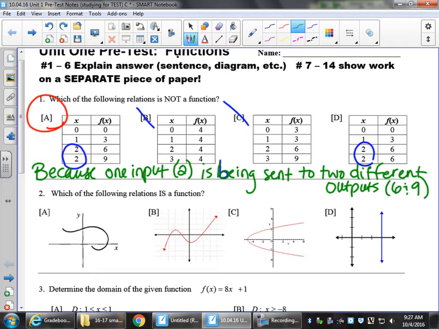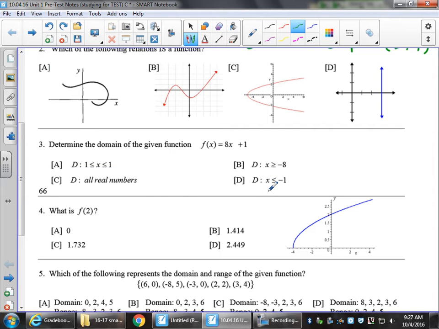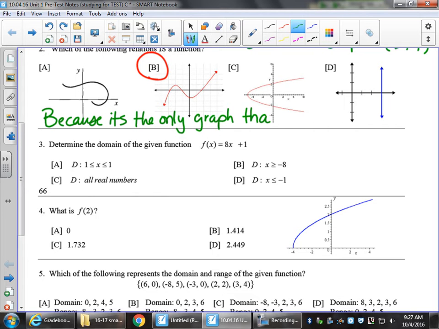Now, with that being said, how about number 2? There's only one here that's a function. Who sees it? Why are you saying B? Very good. Choice B, because it's the only graph that passes the vertical line test. Everything else fails.